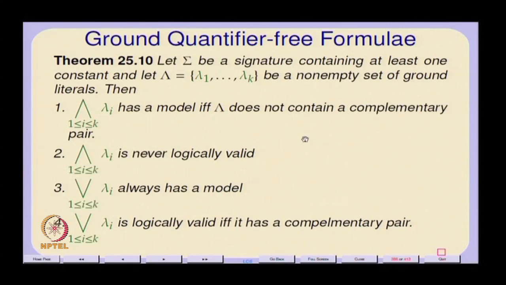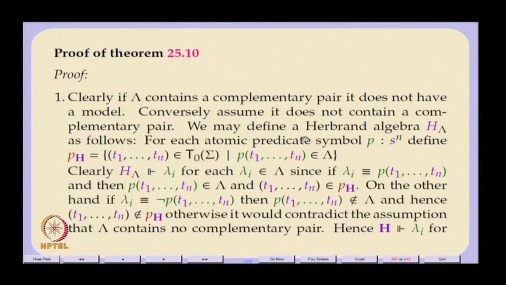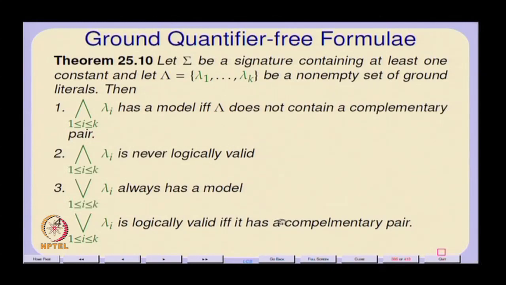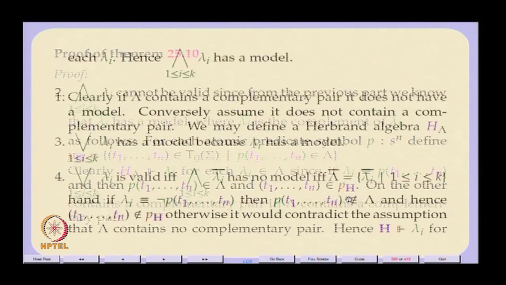So, we had this theorem on ground quantifiers, which gives us a syntactic characterization. That is the important thing. It gives us a syntactic characterization of unsatisfiability for an AND of a finite set of literals, and a syntactic characterization of validity for an OR of a finite set of literals. Next, today we will do what is known as Skolemization, which comes from the name of Thoralf Skolem, who came up with this whole thing, and we will see its relationship to Herbrand algebras.